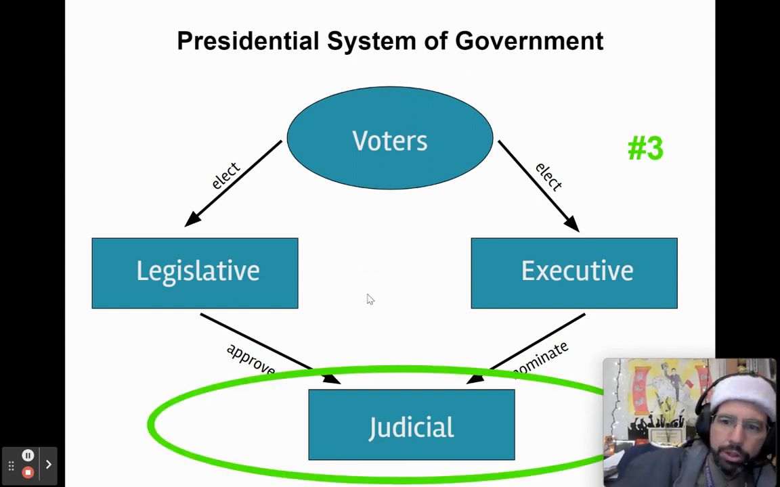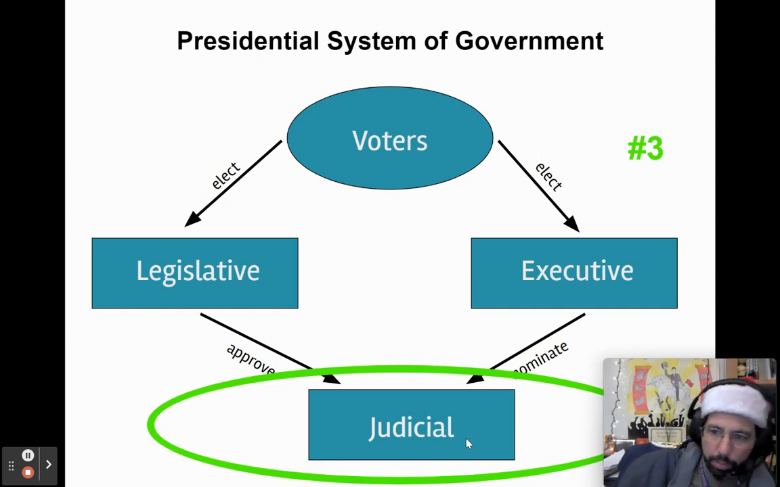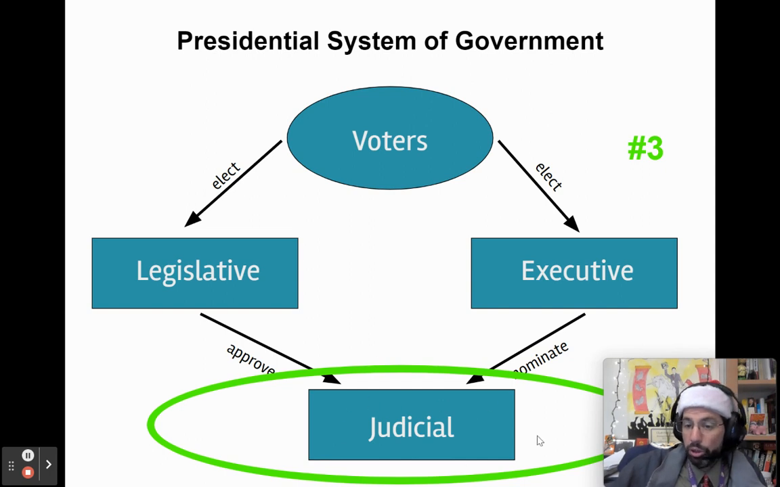Number three, it makes the judicial branch independent. The judicial branch is not held accountable to any kind of executive, king, president, or lord. The judicial branch interprets the founding document of the United States, the Constitution, and its government structure. So that means this branch is super independent. They can overrule the executive, overrule the legislative, and overrule the voters because they follow the Constitution of the United States, not any specific group of people.